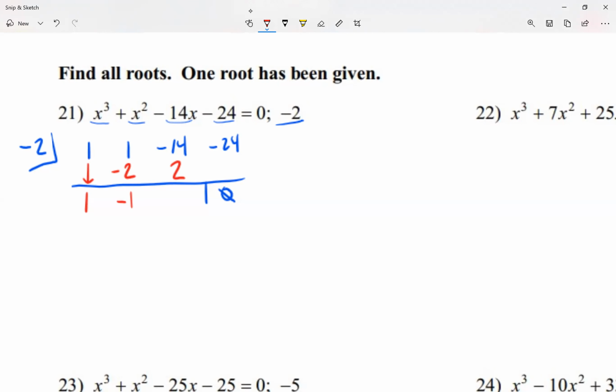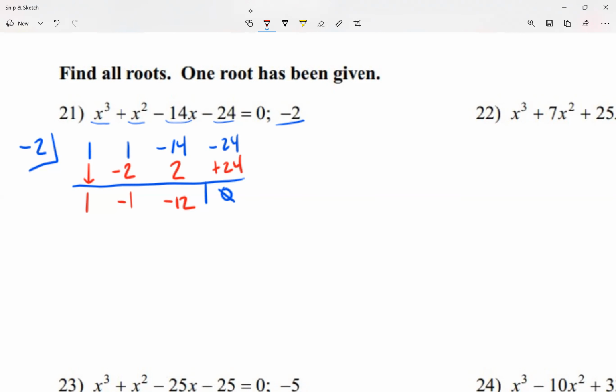Add those two numbers. -14 plus 2, right? I'm adding. That gives me -12. Different signs you subtract. -12 times the root. So -12 times -2 is +24. And you see how -24 plus 24 is 0. So that's what I meant. It was a root. It gave us no remainder. Okay, so that's a root. I have 1. I have to find the other 2.